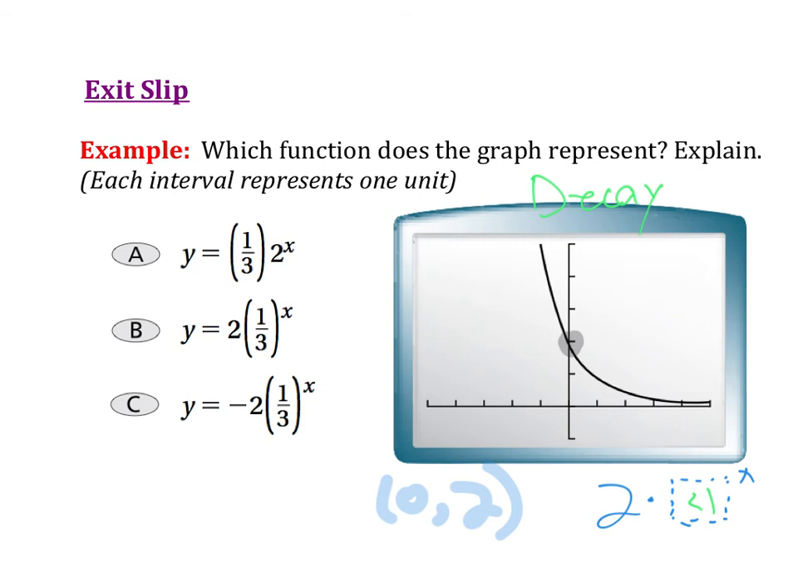All right, based on that, let's see what we've got. I need a 2 out front. Oh, I guess B is the only one that works, so it's going to have to be B. It couldn't be C because that means our graph would have had to have been flipped upside down. So we would have the mirror image of that if it were C.